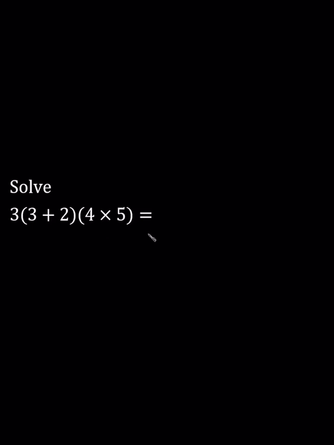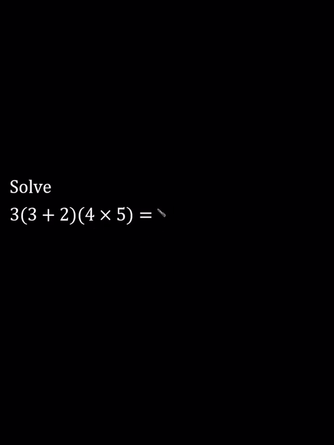So let's go ahead and evaluate our equation here. Now, I notice that we have two sets of parentheses. So if we always need to solve from left to right, that means we will first solve the operation inside the first parentheses. This is 3 plus 2. And then we'll go ahead and solve the operation inside the second parentheses, which is 4 times 5.